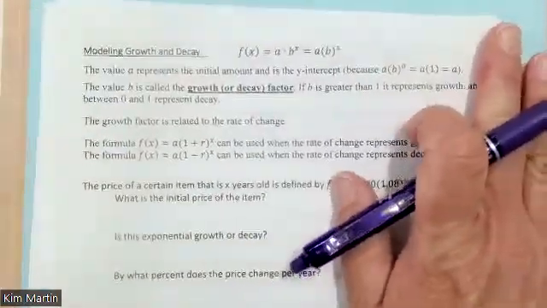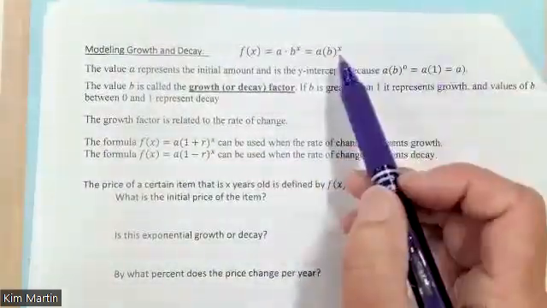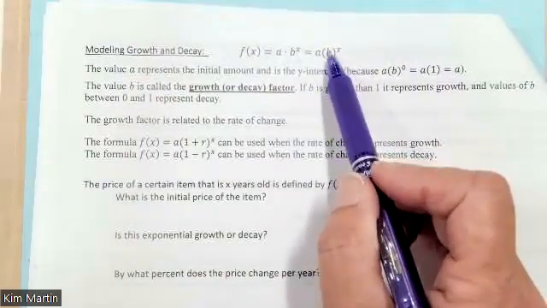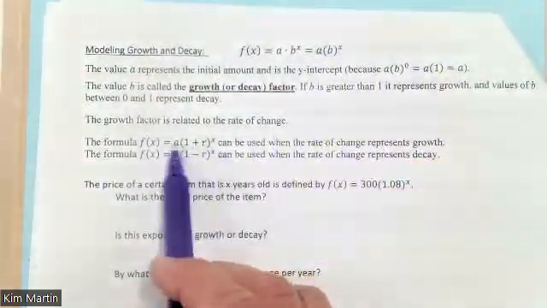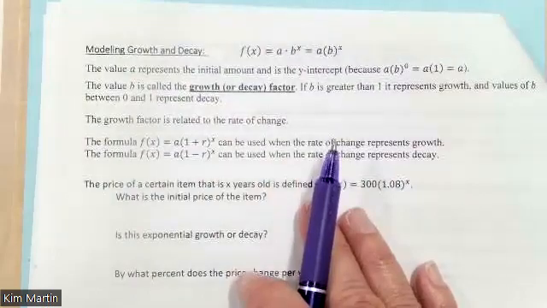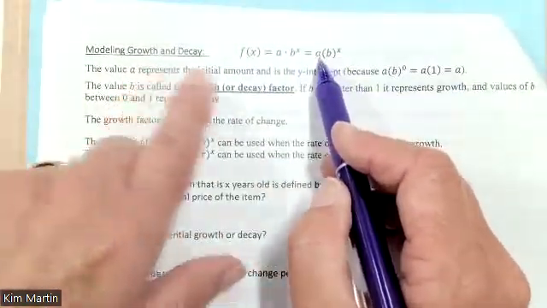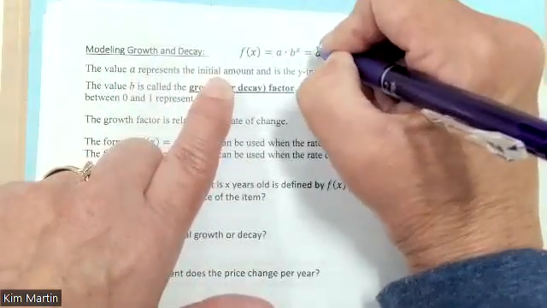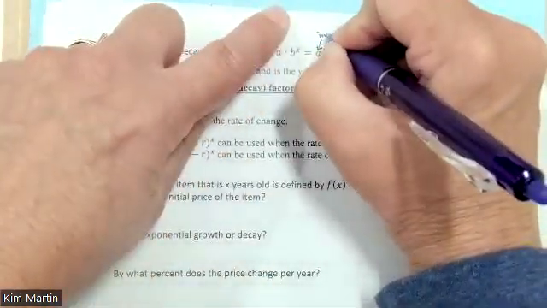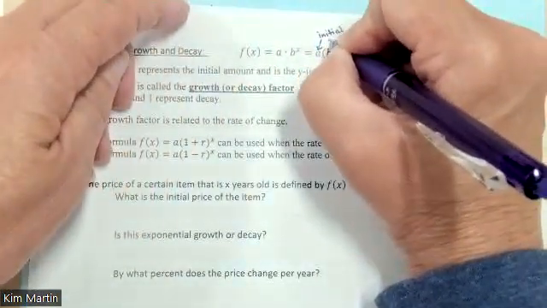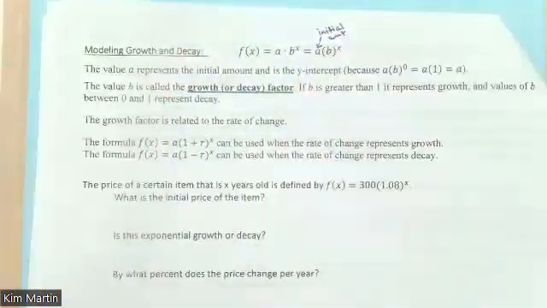All right, modeling growth and decay. You're going to see the formula. You're going to see things that look like this, okay? But it comes from this down here, and we'll get to that. But the key thing is, when you have this here, A represents the initial amount, meaning our starting point, okay?